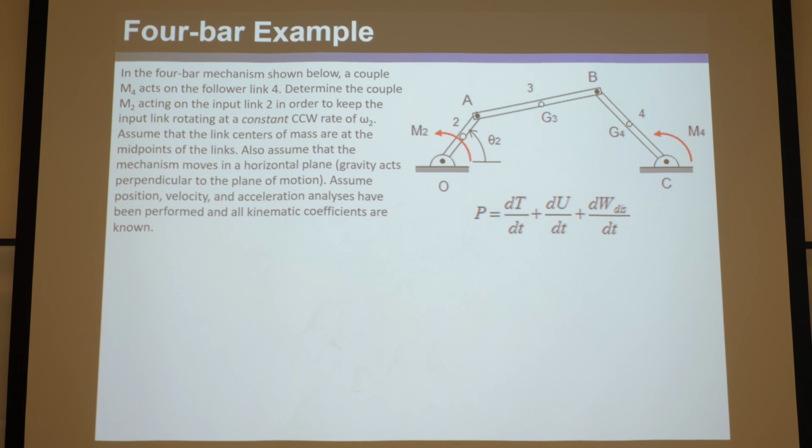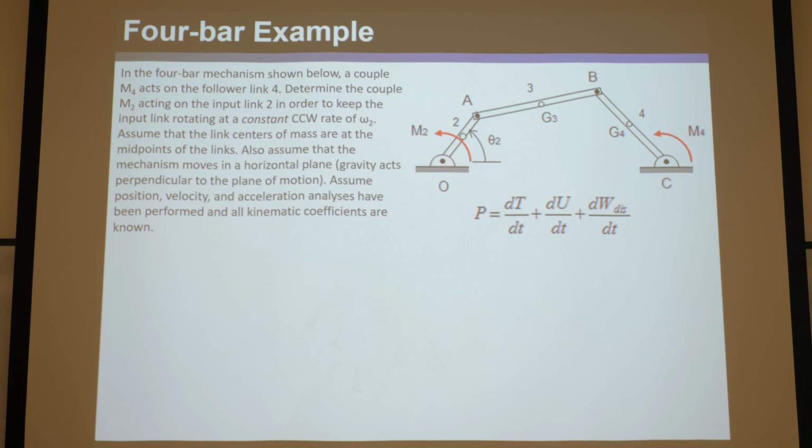Assume that the link centers of mass are at the midpoints of the link. Unless they tell you the links have different density distributions, and you need to somehow find the centers of mass, then you'd have to do that, and that would be complex. But if they don't tell you that, you can just assume the links are all the same density, and the centers of mass are in their centers for these rectangular links. They're labeled G3 and G4, and well, they should be labeled G2. There's the circle there.